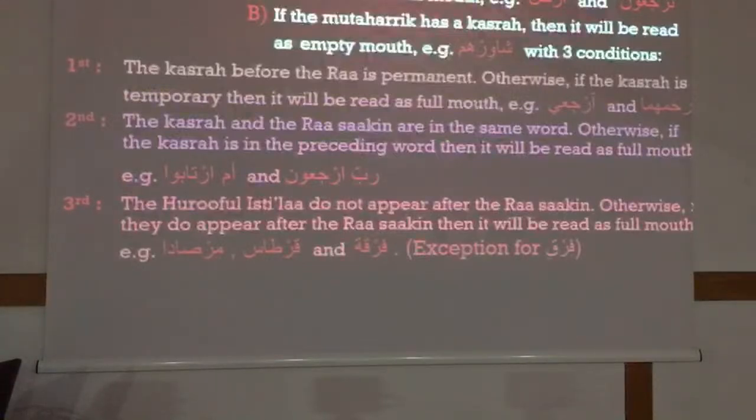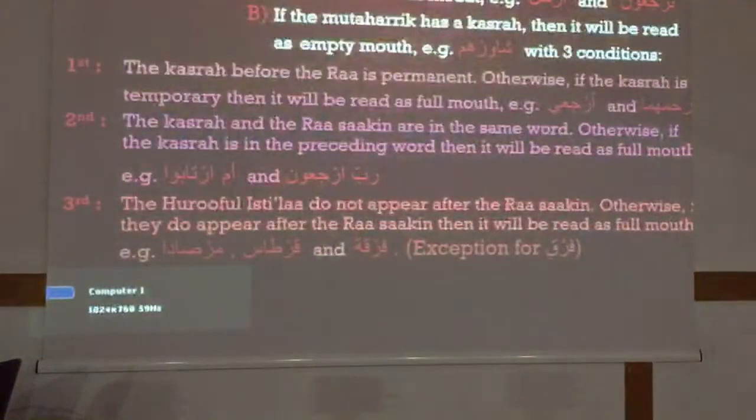So then how are we going to read this ra? Full mouth. So we're not going to say ir, we're going to say ir. Notice, I'm not saying irji'i, I'm going to say ir. This rule goes against the qaida. Normally we've been learning ra sakin, kasra before it, empty mouth, but not in this case. Why? Because the kasra is temporary. So we are not going to say irji'i. I want everyone to read after me. Irji'i. Again. Irji'i. One more time.